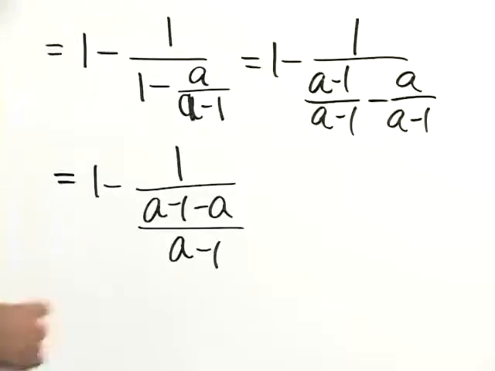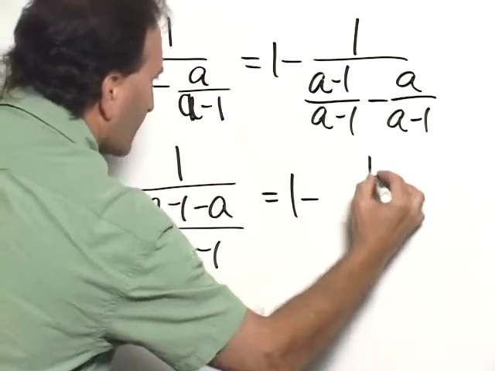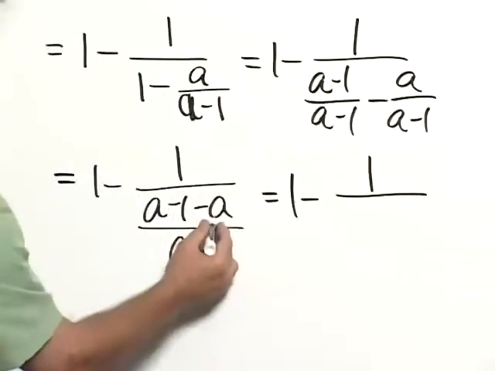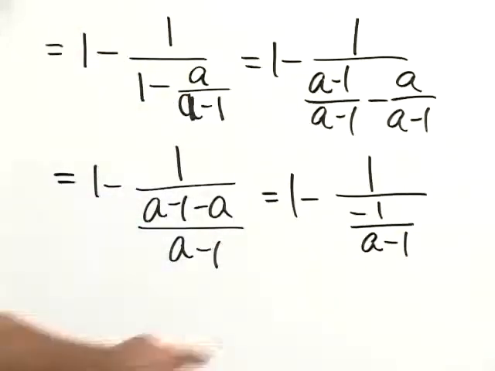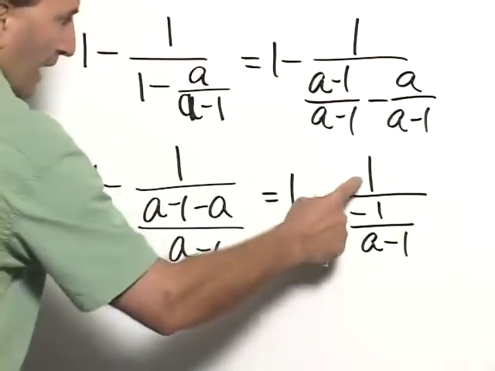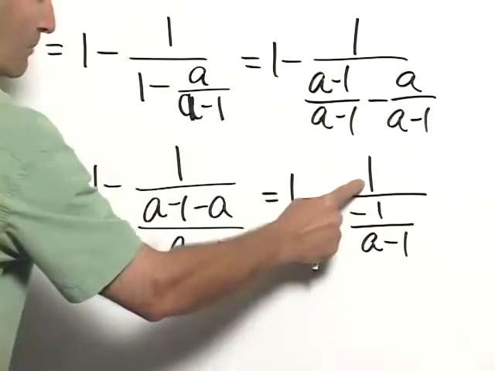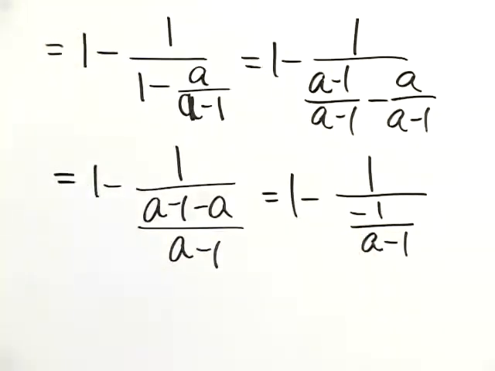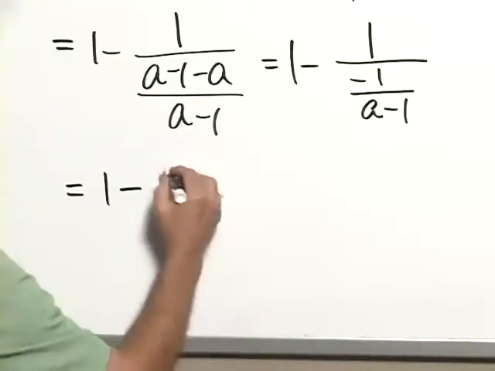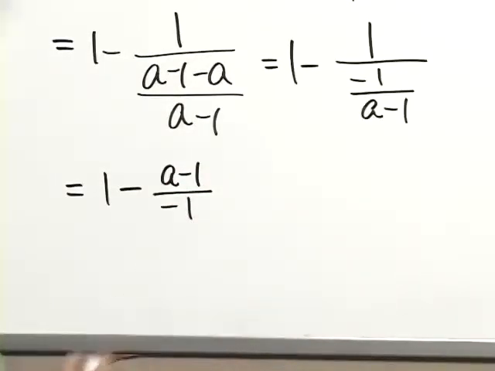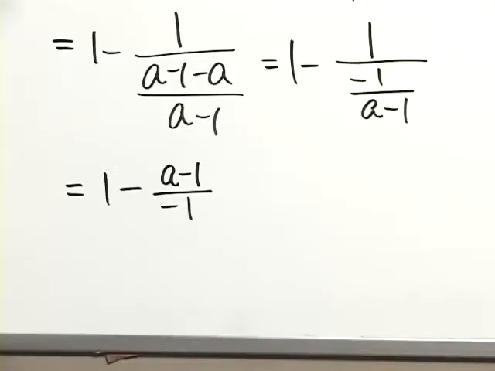We'll simplify the a minus 1 minus a. So we have 1 minus 1 over. A minus a is, of course, 0, so negative 1 over a minus 1. Simplifying this fraction, we are dividing 1 by negative 1 over a minus 1. That means we're going to multiply 1 times the reciprocal. So this would be equal to 1 minus, the reciprocal would be a minus 1 over negative 1, which we multiply times that 1, which gives us the same result.